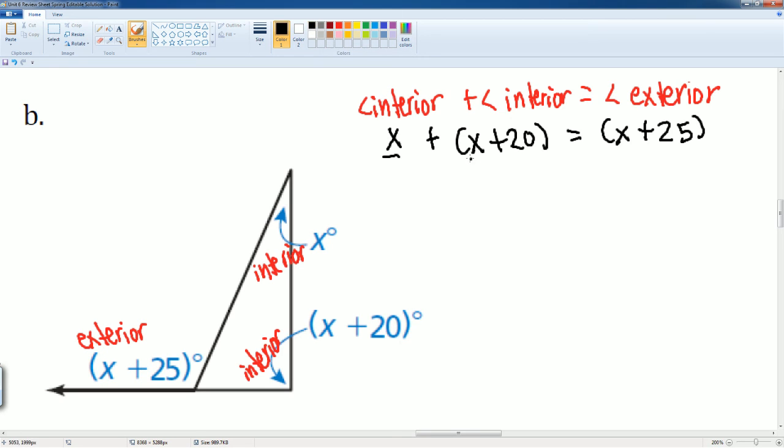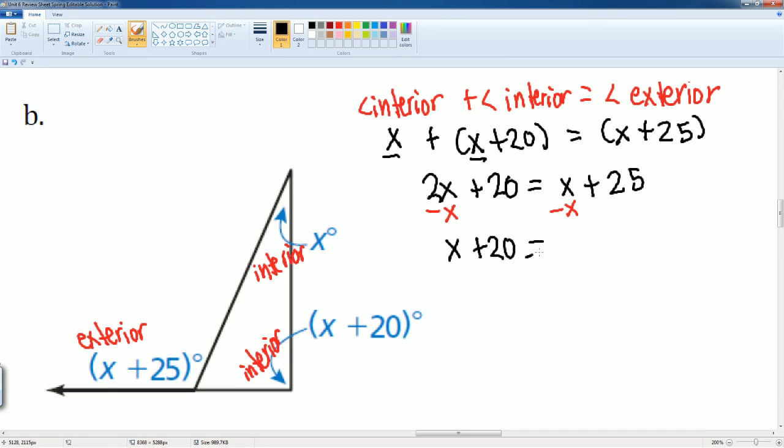We see an x and an x here, so x plus x gets you 2x. Now you bring everything else down, so plus 20 equals x plus 25. We can now subtract x from both sides. 2x minus x gets you an x. Bring everything else down, plus 20 equals 25. Now we subtract 20 from both sides. This cancels out, leaving us just with an x on the left-hand side. 25 minus 20 is equal to 5.